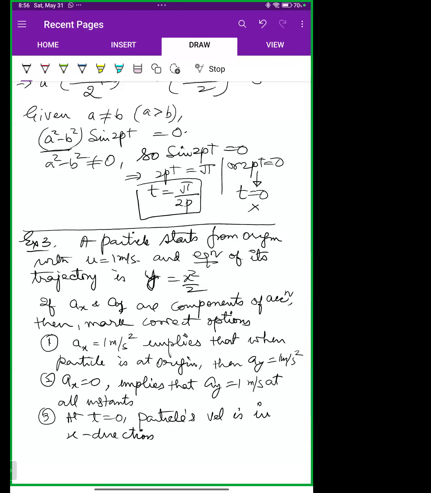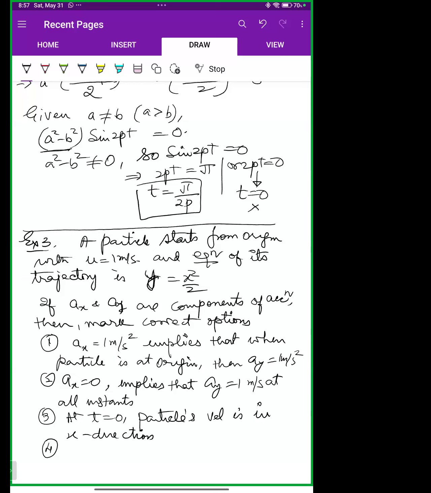It is an IIT advanced question. IIT JEE question, I don't know whether it is advanced. Okay, it looks like it's an IIT question. It was IIT advanced of 2021.